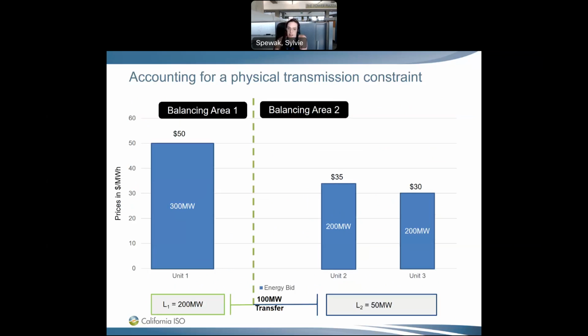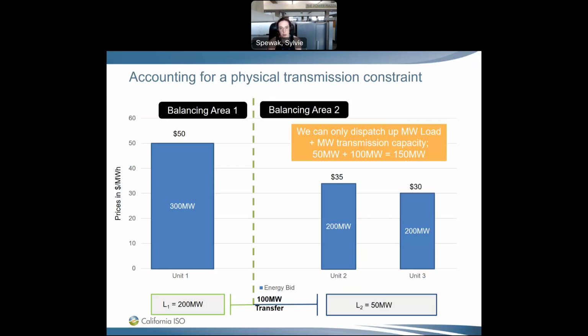So before, when we didn't have this transmission constraint, we would try and serve all 250 megawatts of demand by going in least cost order. So let's try that. The least cost resource is unit 3. We dispatch that whole thing up. The next least cost resource is unit 2, and we'd take 50 megawatts of that. But now we have a problem. We can sink 50 megawatts into L2, and that means we have net 200 megawatts coming out of balancing area 2. But we can only transfer 100 megawatts of that to balancing area 1.